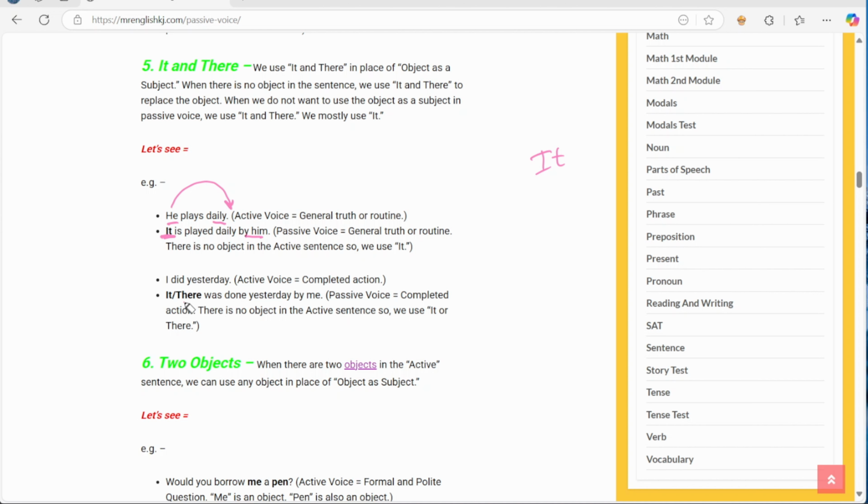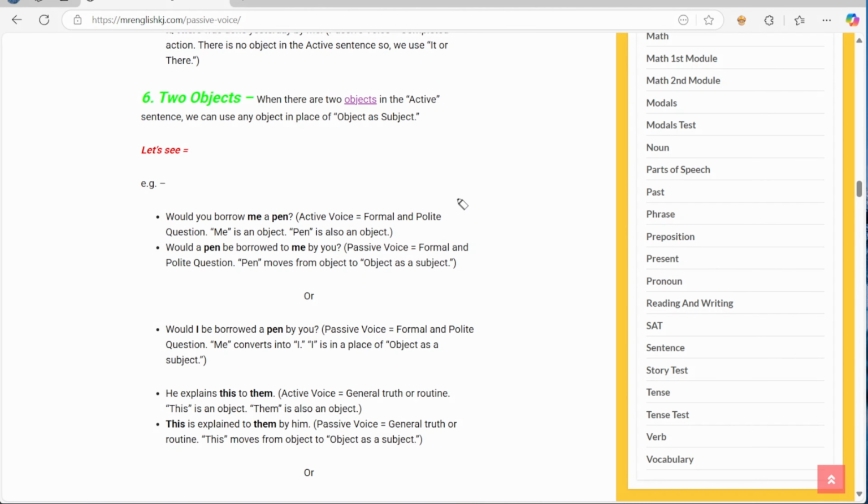Or sometimes there. I did yesterday. Okay. I cooked yesterday. I studied yesterday. I'm not mentioning any object. There is no receiver here. So we put it or there. Okay. It was done yesterday by me. Or I don't even mention by me. In real life, I don't mention this part. Okay. I just say it was done yesterday. So we use it and there when there is no object in a sentence. Okay. Remember that.